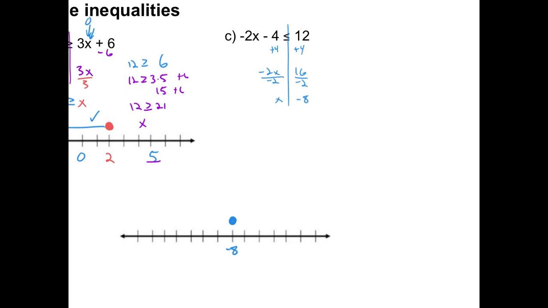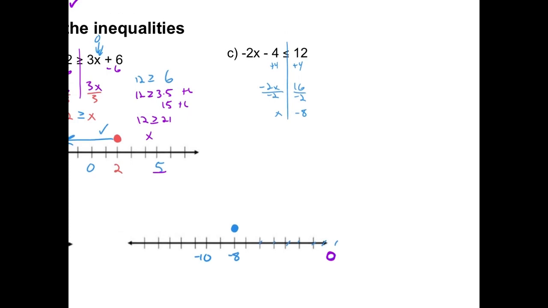And then a good idea is to check and make sure you've got good points here. So I'm going to go with a negative 10. That's smaller. And I'm going to go all the way up to a 0 here, just because, again, those are easy to check. So that'd be a negative 7, 6, 5, 4, 3, 2, 1, and then 0 here. So I'm going to check both of these sides here. So again, I'll use this side in purple just to keep that side clean. So plug that into your original equation.